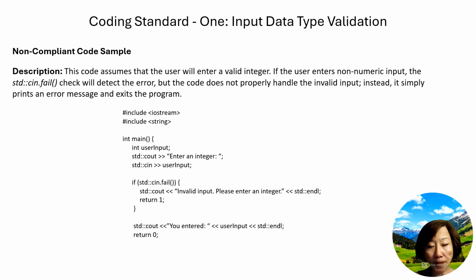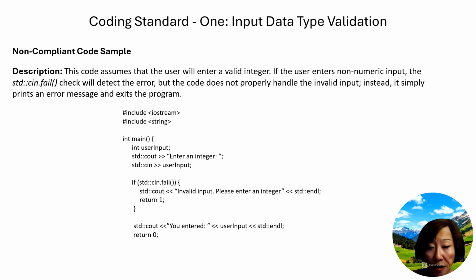Number 1, input data type validation. You're looking at a little bit of a code snippet on a non-compliant version of how input data type validation is not done right. This code here assumes that the user will enter a valid integer. Now, while I'm describing it, you can look at the code. It's a very simple code segment here.